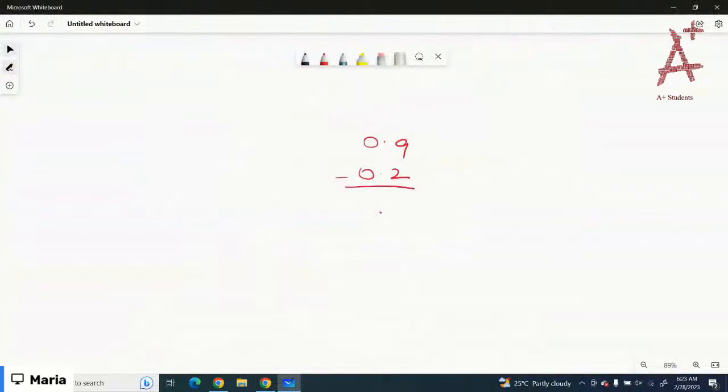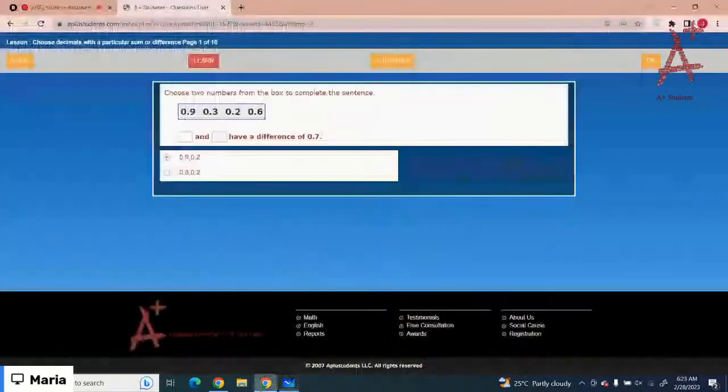Got it? 9 minus 2 is 7 and 0 minus 0 is 0. Got it? That means 0.9 and 0.2 have the difference of 0.7. So that is the correct option. Got it? Option number 1 is the correct option. Got it?